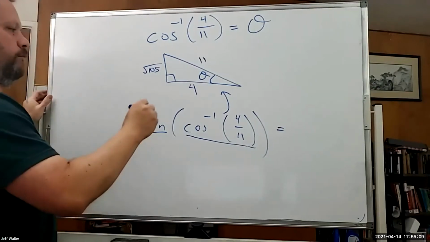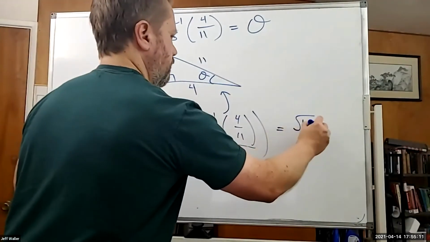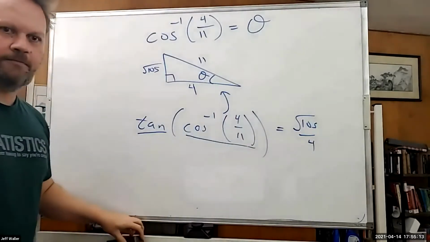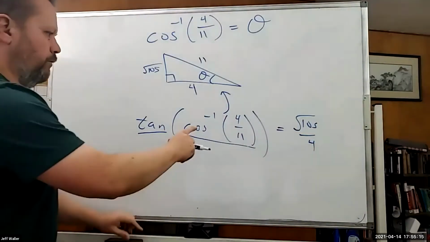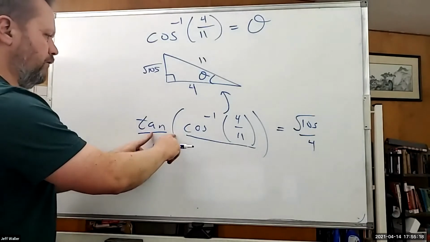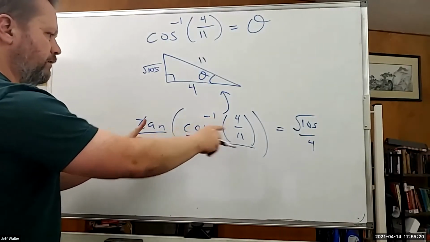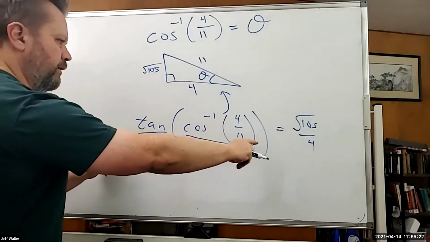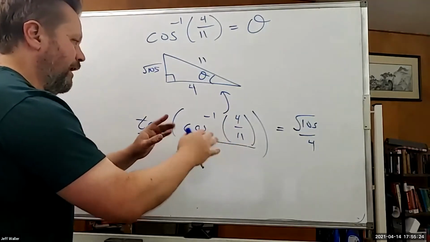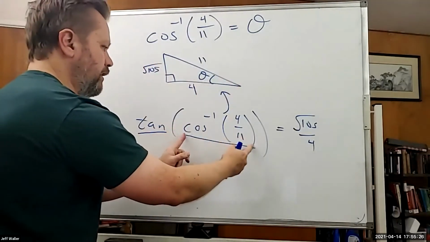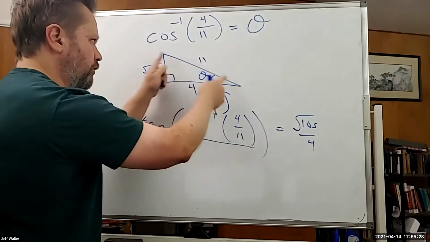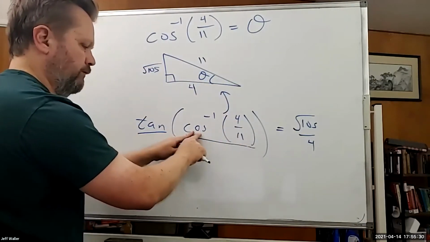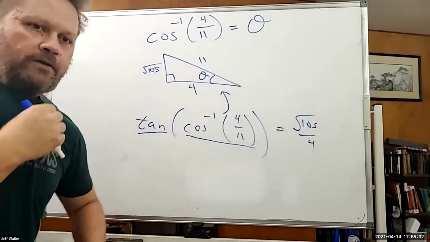Rad 105/4. Yes. I like it. So when you have a tangent of an inverse trig, that looks disgusting. But I've hopefully built it. You see this and you think angle that lives in a triangle with the ratio specified by cosine. That was a lot of air I just used.